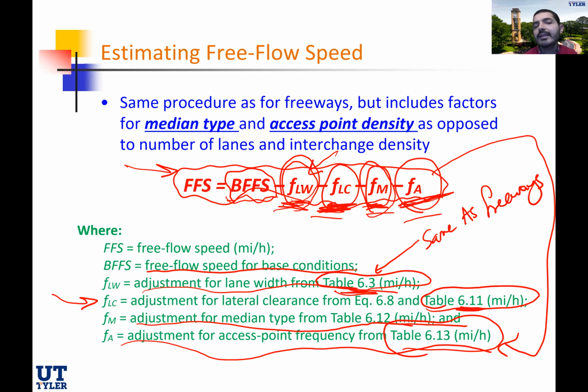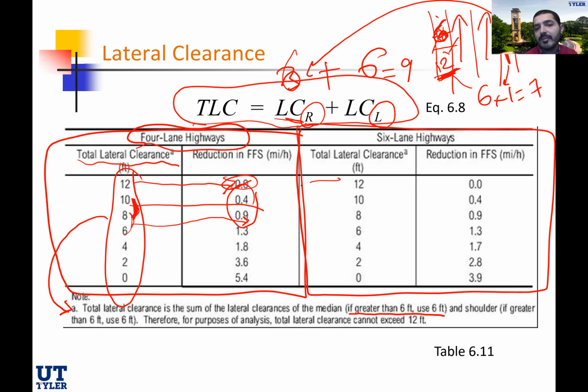And then we're going to subtract FLW, which has to do with lane width, and FLC, which has to do with the lateral clearance from both sides. And then FM, the adjustment for whether we have a divided highway or not, and then FA, for the number of access points. Again, TLC, as a reminder: you sum the lateral clearance from both sides, and you take up to 6 feet of that number. So if you have 5 and 5, that's 10. If you have 10 and 5, you're going to have 5 plus 6, that's 11.